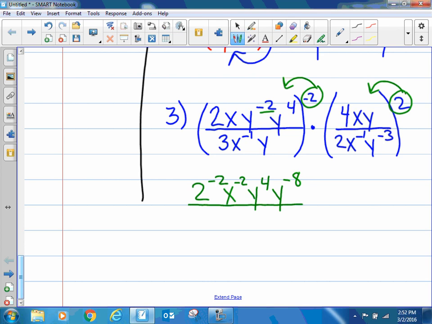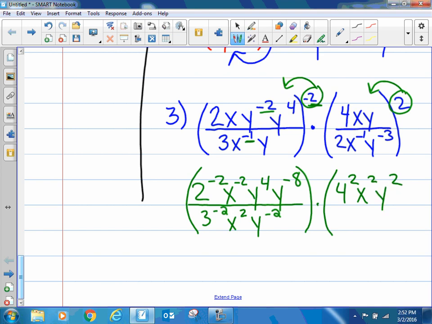I'm going to divide that by 3 to the negative 2. X, I have a negative 1 here, and I have to multiply it by a negative 2. Negative 1 times negative 2 is 2. And then y times negative 2 is y to the negative 2. All right, we're getting there. Let's do the same thing to the other side. 4 squared, x squared, y squared, over 2 squared. A negative 1 times 2 is x to the negative 2. And then y, a negative 3 and a positive 2 is y to the negative 6.